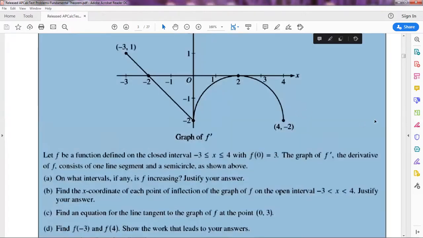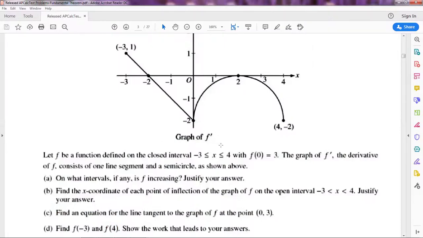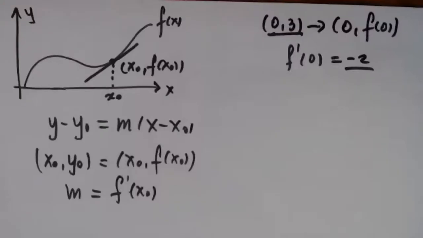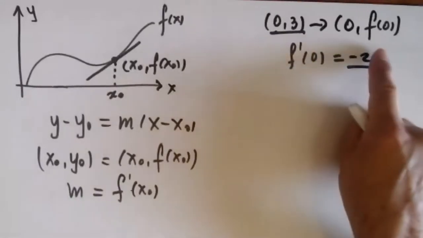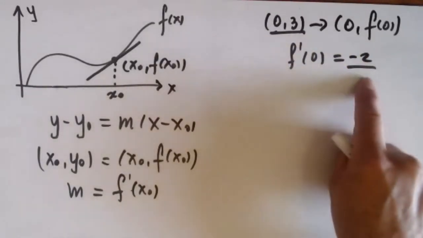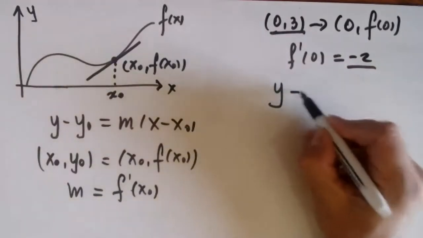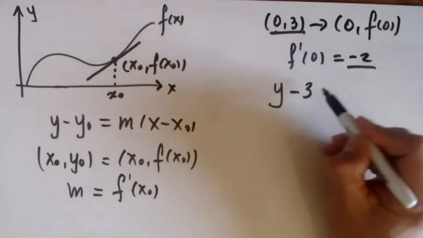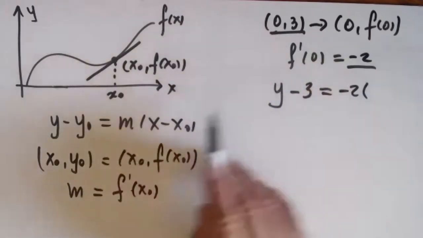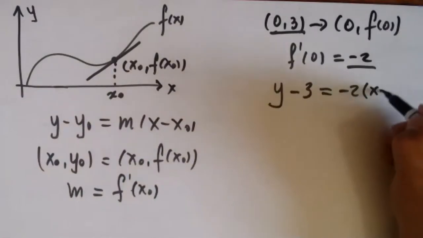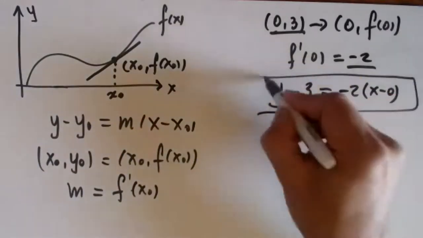Now, you have this graph. This is the graph of f prime. How much is f prime at 0? Negative 2. So my point is (0, 3), my slope is negative 2. So I go to my paper. (0, 3) is f(0), and f prime of 0 is negative 2. So I have the point and I have the slope. So y minus 3 equals negative 2, that's the slope, times (x minus 0). That's my equation.